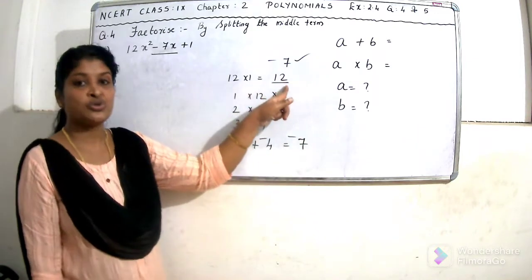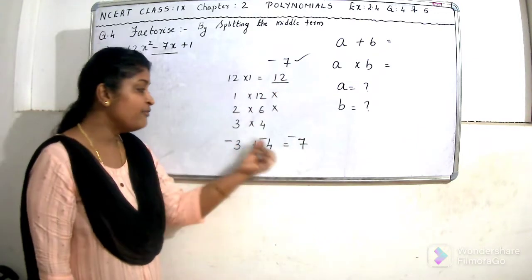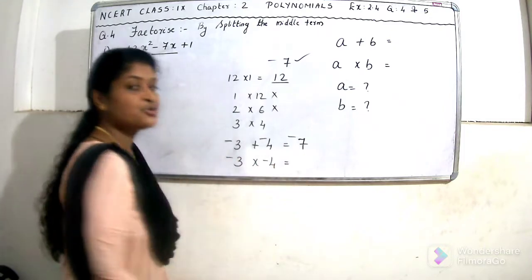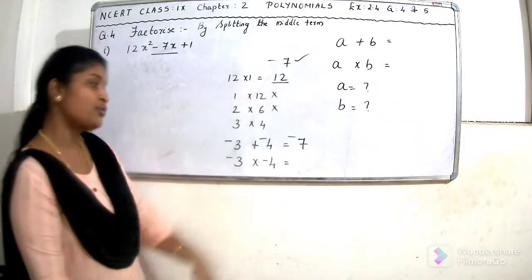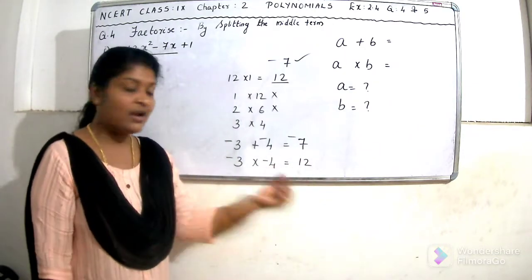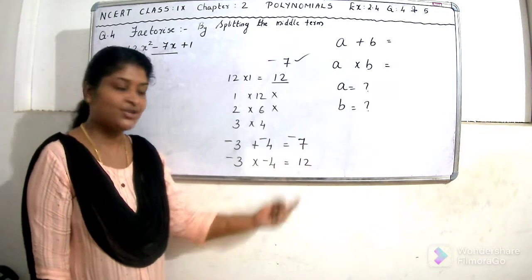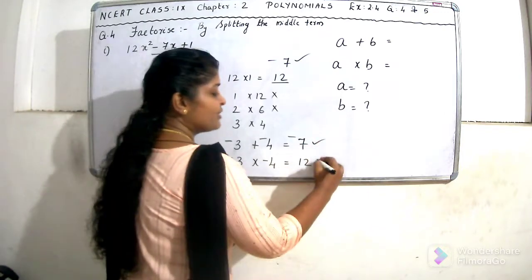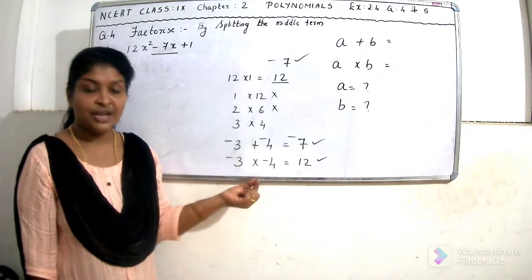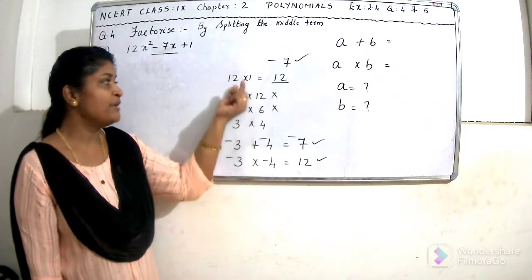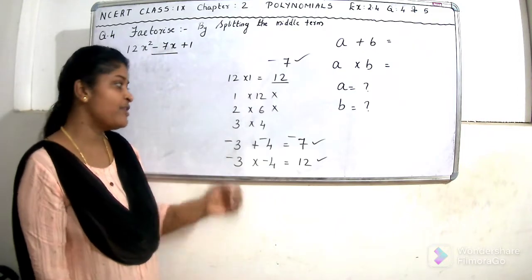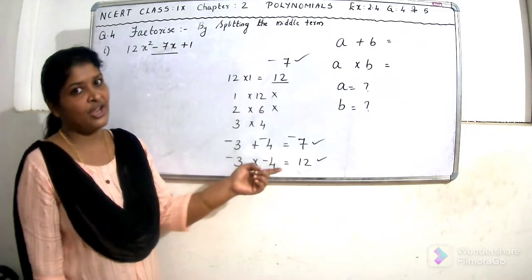Now this condition also has to be satisfied. When we multiply these two numbers, we have to get positive 12. Yes, of course, positive 12 we are getting: 3 into 4 is 12, negative into negative is positive. Okay, so we fixed the numbers. Which are the numbers? Negative 3 and negative 4. That means negative 7 we are splitting in which way? Negative 3 and negative 4.